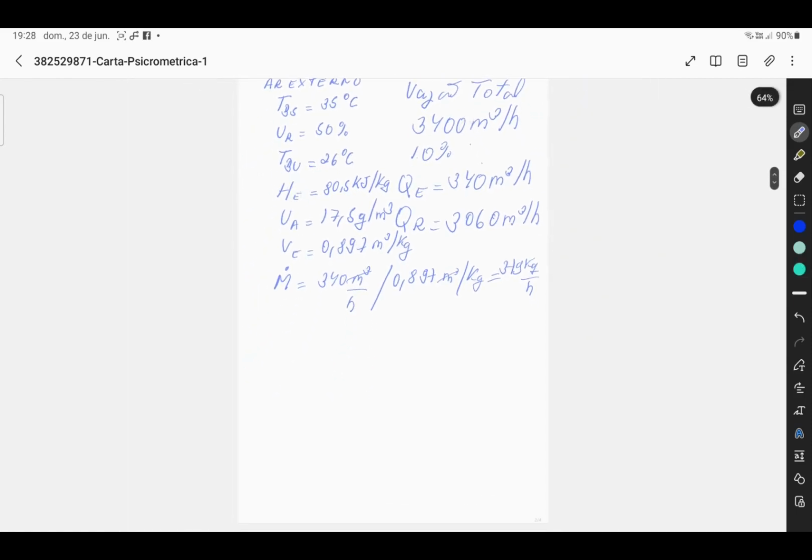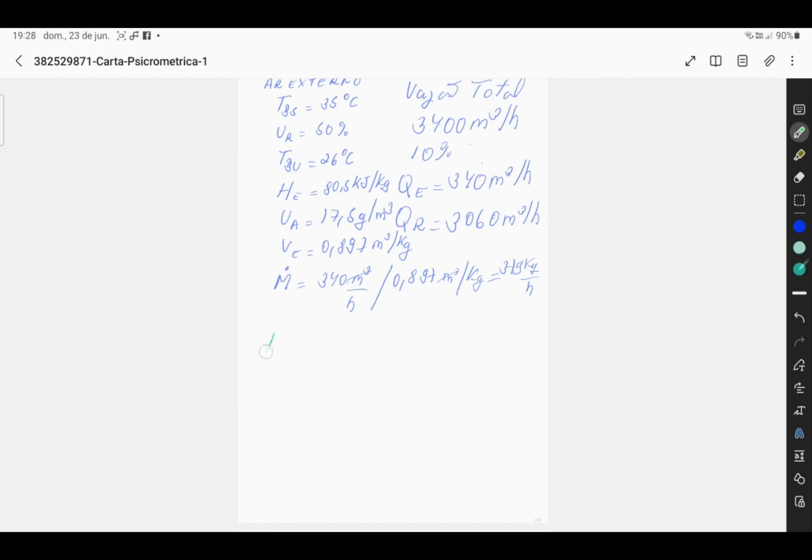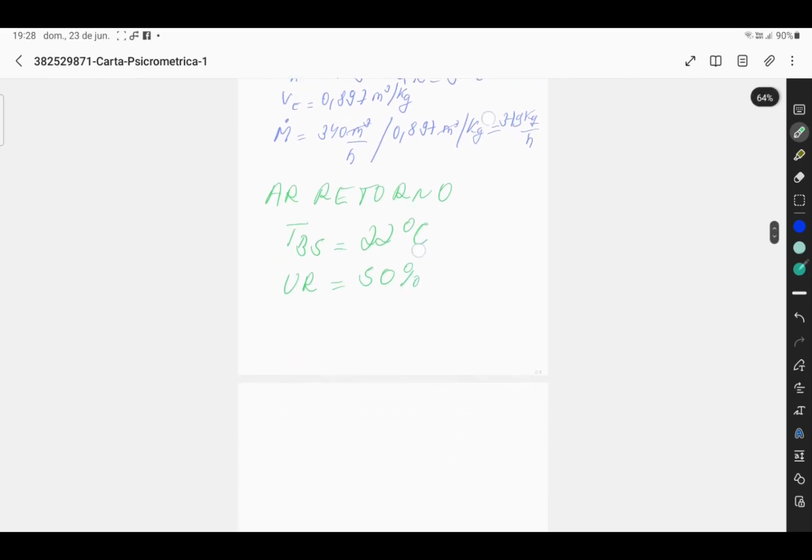Now let's go for our return air. My environment will be 22 degrees, so my dry bulb temperature is 22 degrees, and my relative humidity is 50%. So let's look for the other properties: the wet bulb temperature, the enthalpy of my return, and the specific volume of my return.